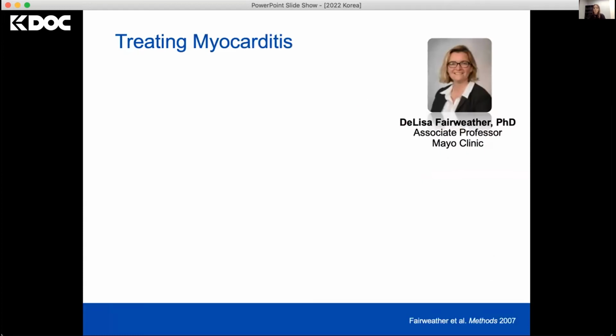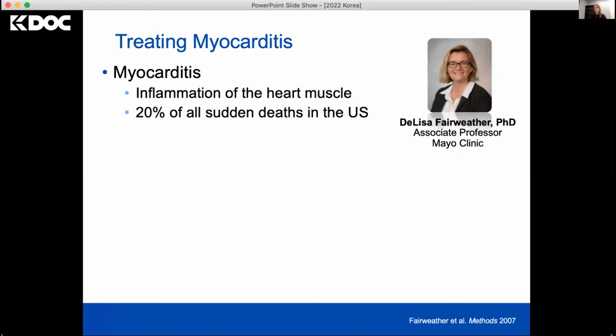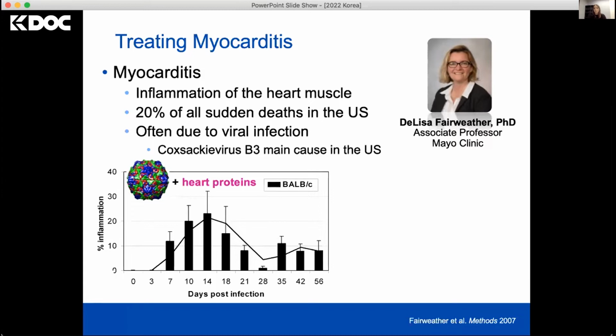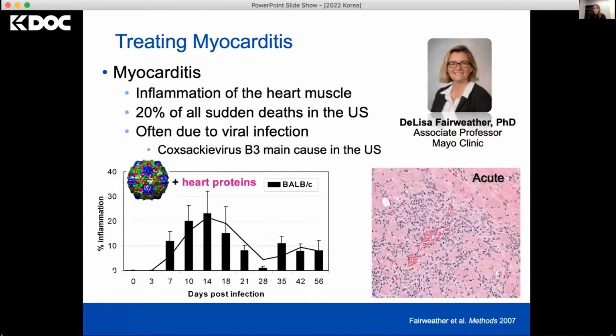And here we've teamed up with several investigators, but one of them is Dr. Fairweather at Mayo Clinic in Florida, and she has spent decades optimizing a myocarditis mouse model. As you know, myocarditis is inflammation of the heart muscle, and it's responsible for 20% of all sudden deaths in the US. The most common reason used to be Coxsackie virus B3. Today, it's probably COVID-19. But myocarditis can be caused by viruses or also other reasons. In this mouse model, it's a hybrid model with a low viral load, and you mix it with heart protein. So it's an autoimmune viral model where you can see that infection peaks at day 14, and this inflammation can then be assessed, for example, through histology.